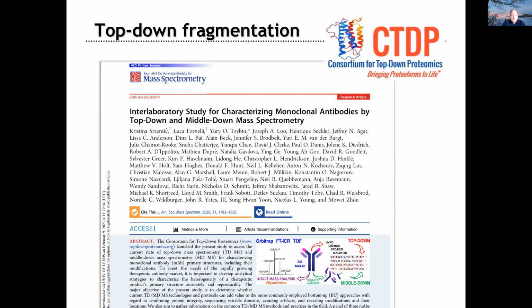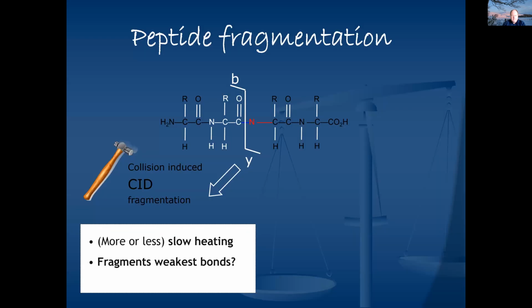We said straight away, okay, we do top-down, but we are not so interested at that stage in just sequencing, but we want to see if we can learn something about the structure. That's what I want to briefly emphasize, and also illustrate with an example. So for native top-down, of course, from the native state, you can still use collision-induced dissociation.